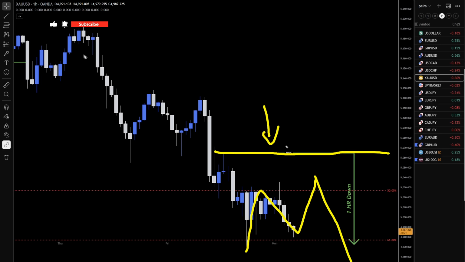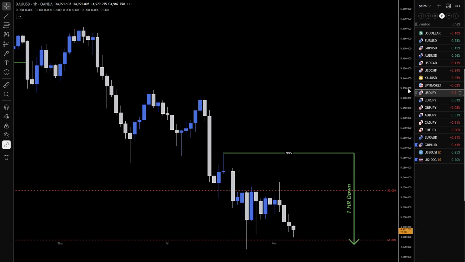If you do try to get long before the break of structure, then you should definitely only be looking at that as scalping opportunities. Definitely not swing trades or day trades. Definitely still looking for shorts unless it goes up and breaks this high, which obviously it has not done yet.